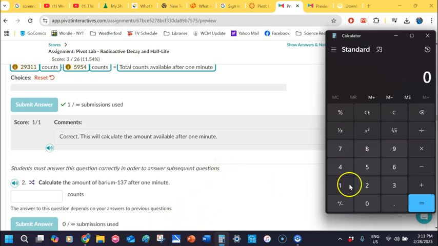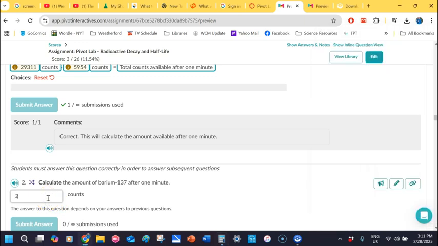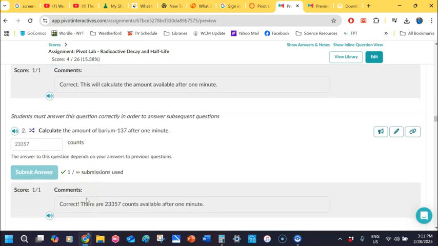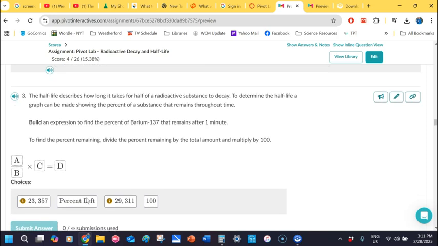All right, so I would type in my 29,311 minus 5,954, which will tell me the amount left is 23,357. All right, so 23,357. I believe you do not need to put in decimals just for the record. It will, or things that will do that for you.